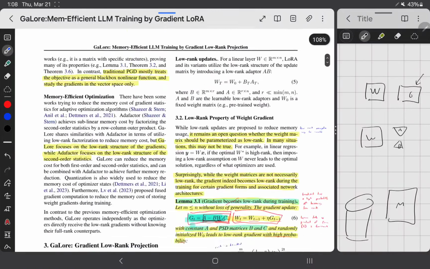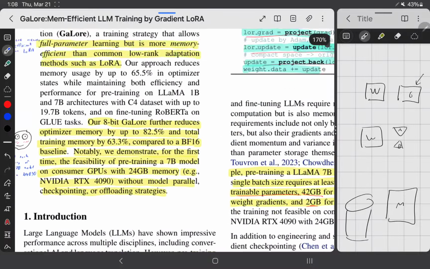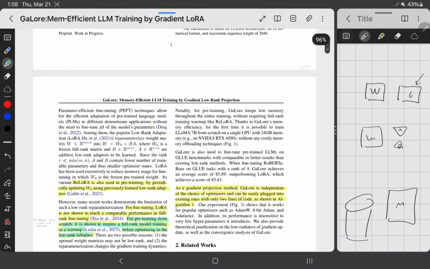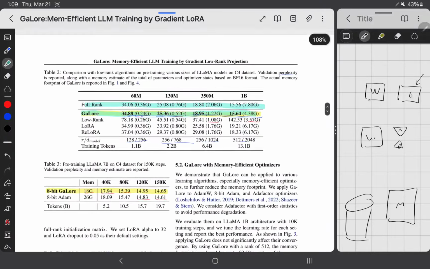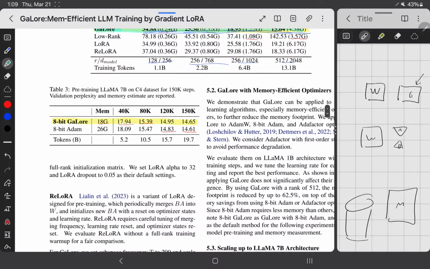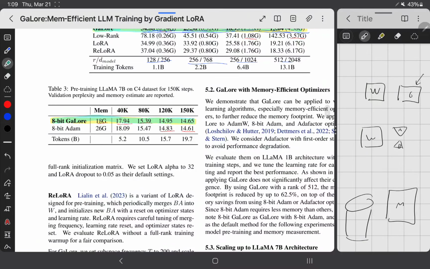And one thing to note is that it can actually pre-train an entire 7B model on one 4090. So they mentioned that here. The 8-bit GaLore further reduces the optimizer memory, notably demonstrating the first time pre-training a 7B model on a consumer GPU with 24 gigabytes of memory. So quite cool that you can train an entire 7B model and get as good performance as a full rank model with their method. 8-bit GaLore, the memory usage is a lot lower than say 8-bit Adam, and the results are very similar.